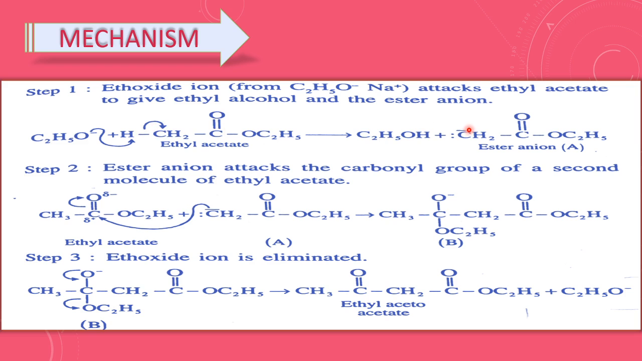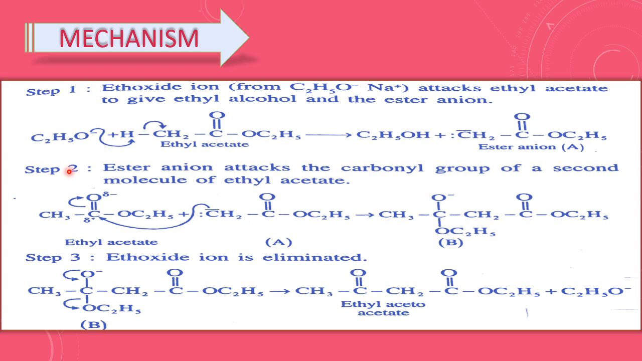This CH2 here becomes negatively charged, an ester anion. Anion means negative charge on the molecule: CH2 minus C double bond O C2H5. C double bond O C2H5 is an ester and it is a CH2 minus ion, meaning an anion. Ester anion formation is the intermediate product.